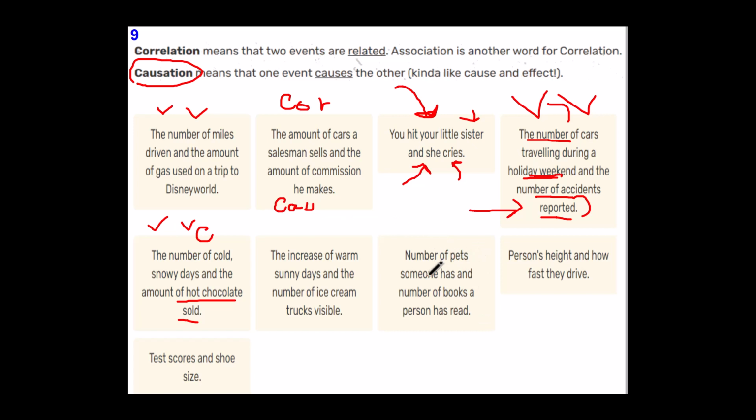The number of pets someone has and the number of books a person's read. Okay, there's a correlation, but having pets doesn't cause someone to read books, so there's no causation. A person's height and how fast they drive. I'm not sure if there's even a correlation, but there's definitely not a causation that I'm aware of. Test scores and shoe size. No correlation and no causation.